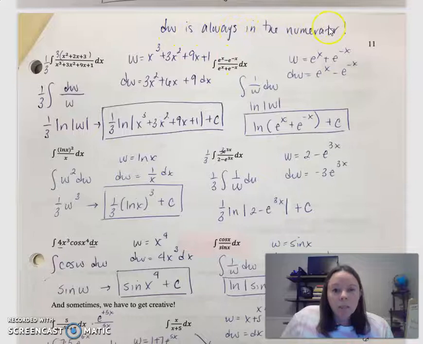DW is always in the numerator, always. You know you've done something wrong when you're using substitution and the DW or the DU, whichever you're using, happens to be in the denominator. Something went wrong.